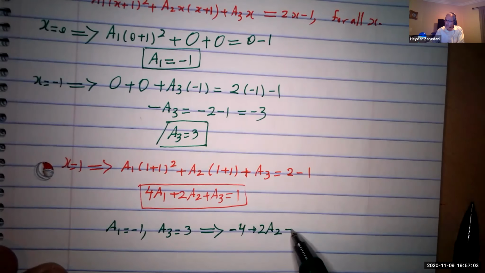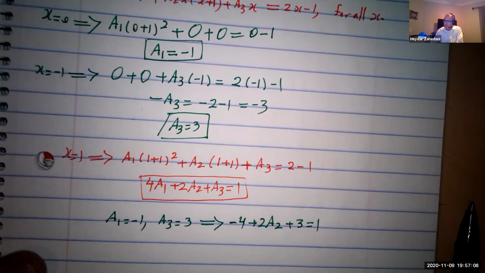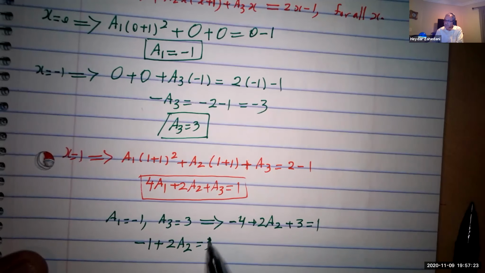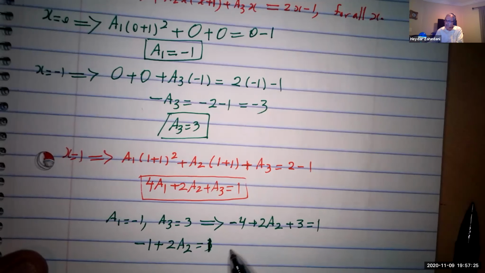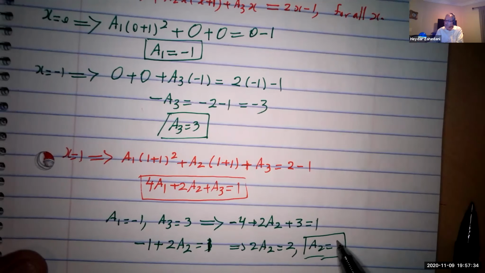a3 is 3, equal to 1. Simplify that, giving negative 1. So it's negative 1 plus 2a2 equal to 1. Okay, so that gives 2a2 equal to 2. So a2 would be 1.